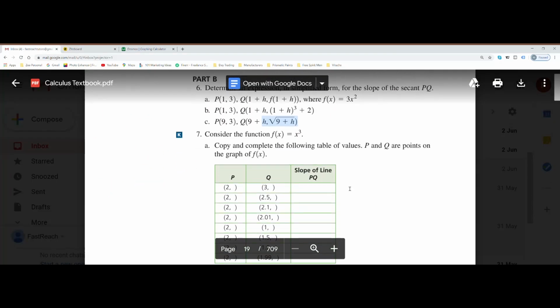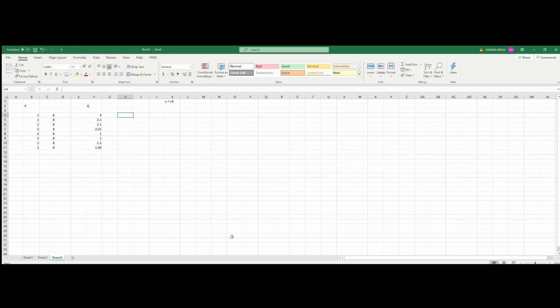So 7. So for question 7, we're going to be doing it in Excel. So what we're going to be doing is, using this formula, we're going to be finding out the value of P, the points for P, and the values for Q. So I'm going to put it in spreadsheet because it's easier.